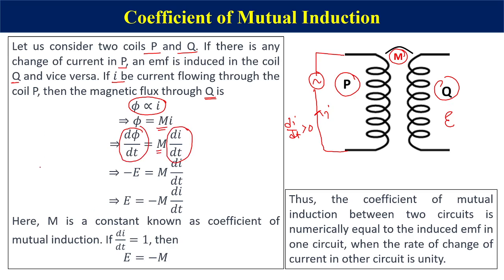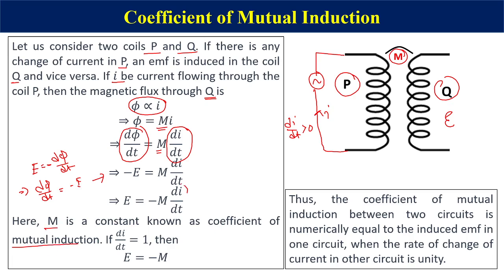Now we know by Faraday's law that the induced EMF E is equal to minus d phi/dt, by the way. So d phi/dt should be equal to minus E. That's exactly what I have written here. Or I can write E is equal to minus M di/dt. Fine. Here M is a constant which is known as the coefficient of mutual induction.